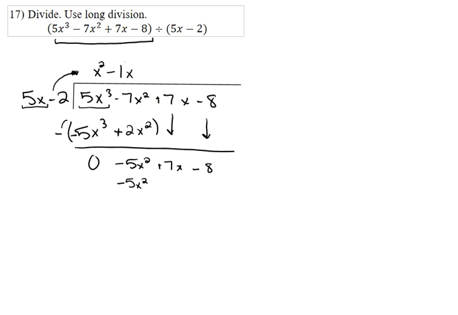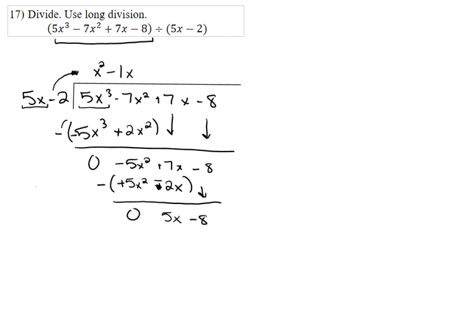Negative 2 times negative 1x will get us to plus 2x. And again, put your parentheses. You have to put this negative sign here so you can flip the signs. This will become a positive. This will become a negative 2x. Negative 5x² plus 5x² is 0. Positive 7x minus 2x will get you to 5x. Bring down the remainder. That'll get you negative 8.